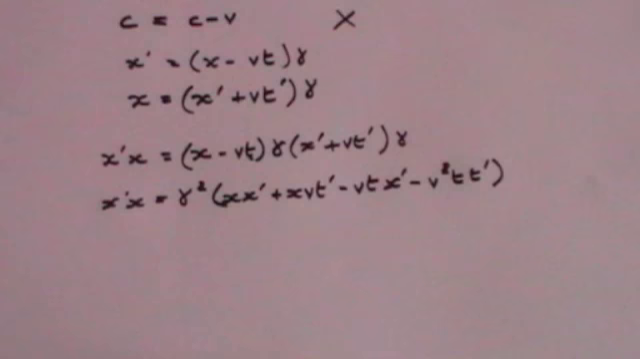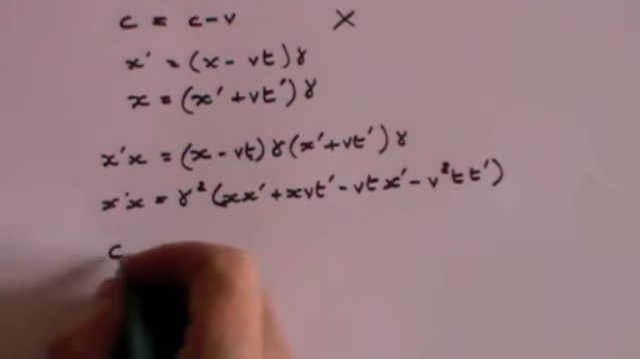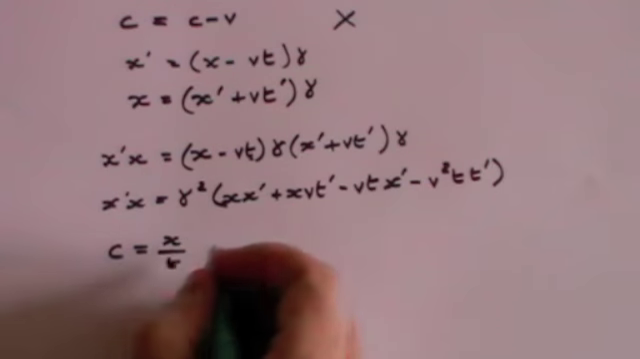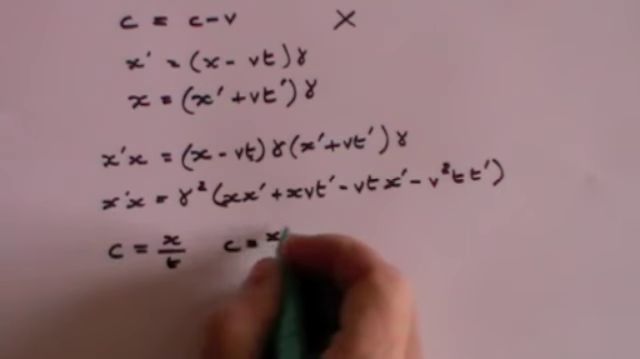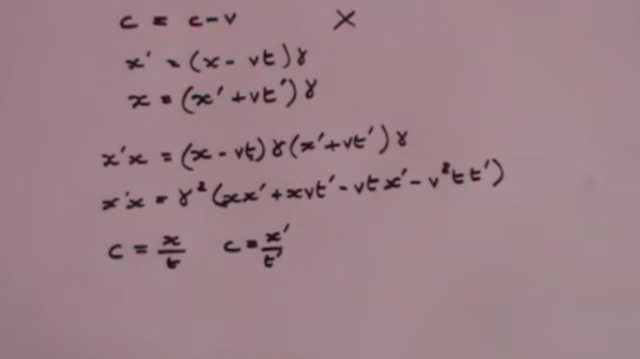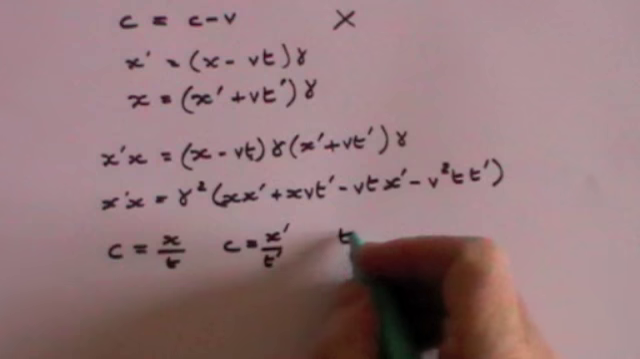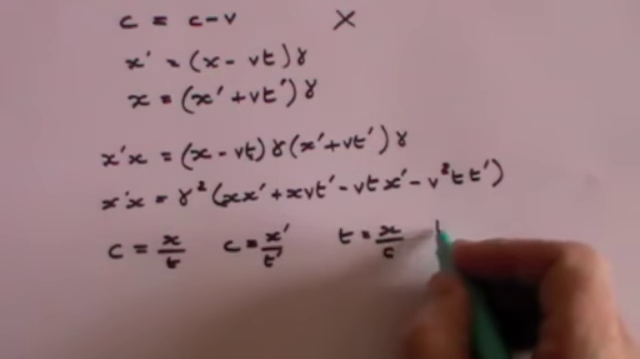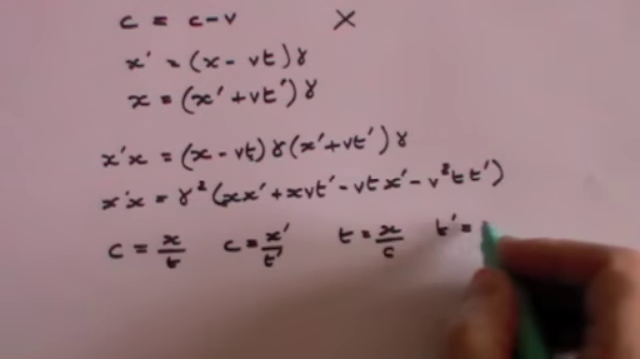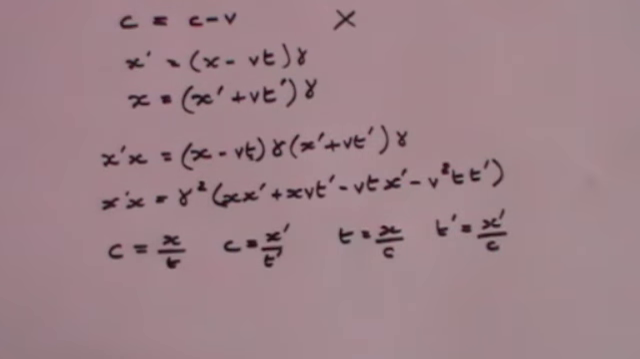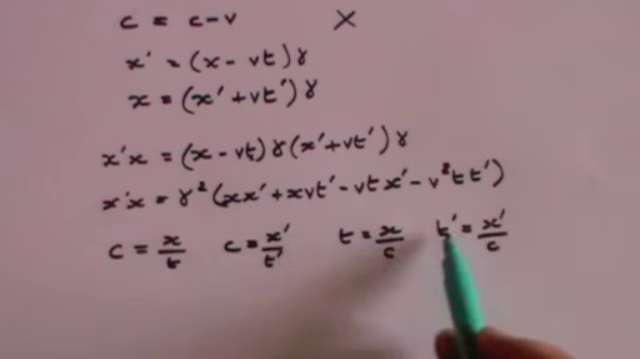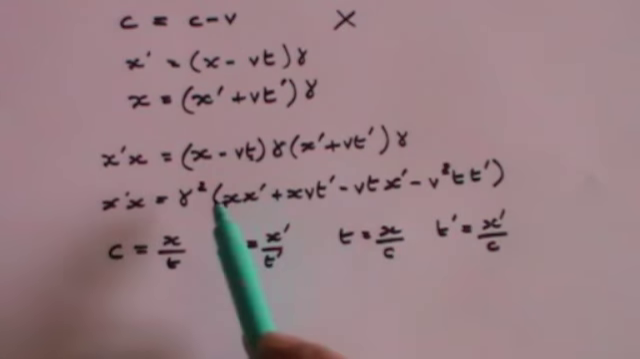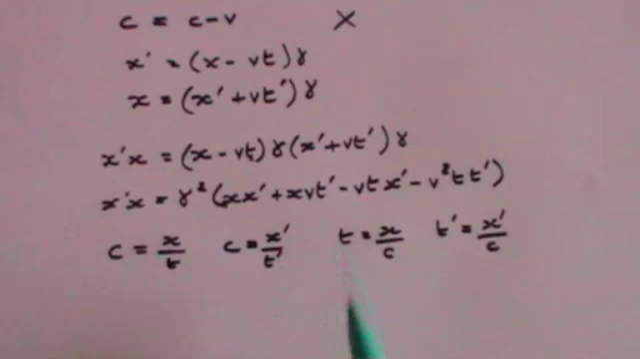Now, it's all beginning to look a bit horrendous, but we remember that we determined that the speed of light was x over t, and the speed of light is x prime over t prime. It's constant, whoever's measuring it. And that means we can say that t is equal to x over c, and t prime is equal to x prime over c. Substitute these values for t and t prime into this formula here.